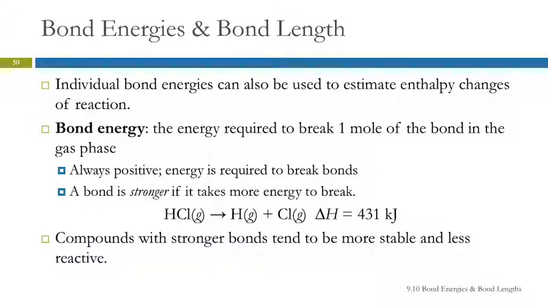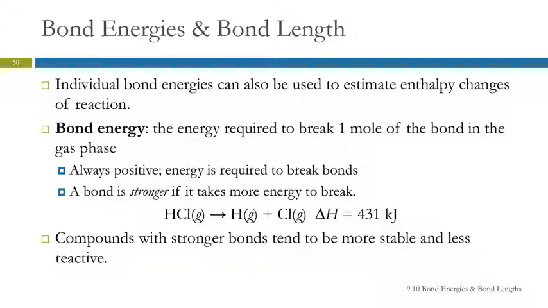Okay, so we're going to talk about bond energies and bond length. Individual bond energies can be used to estimate the enthalpy changes for a reaction. That was the delta H. And we define bond energy as the energy required to break 1 mole of that particular type of bond in the gas phase. Bond energies are always positive. It always requires energy to be put into the molecule to rip it apart. A bond is considered to be stronger if it takes more energy to break.